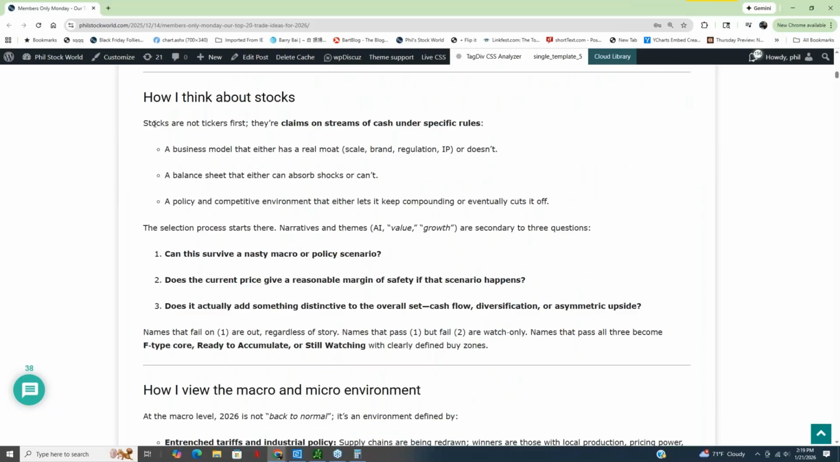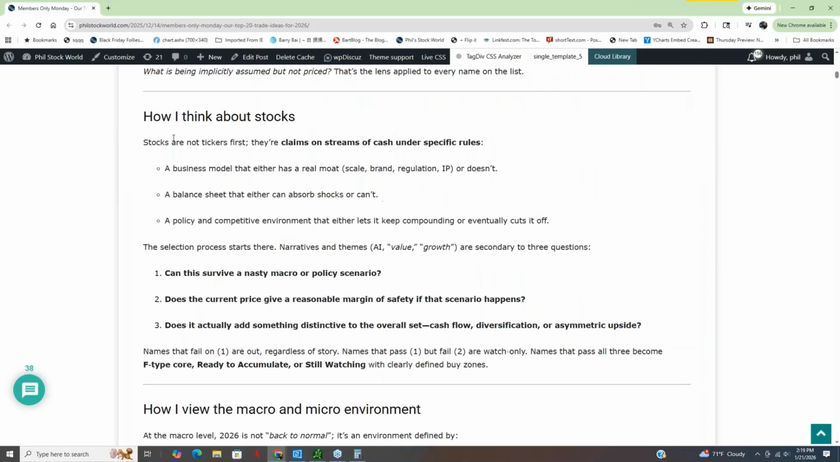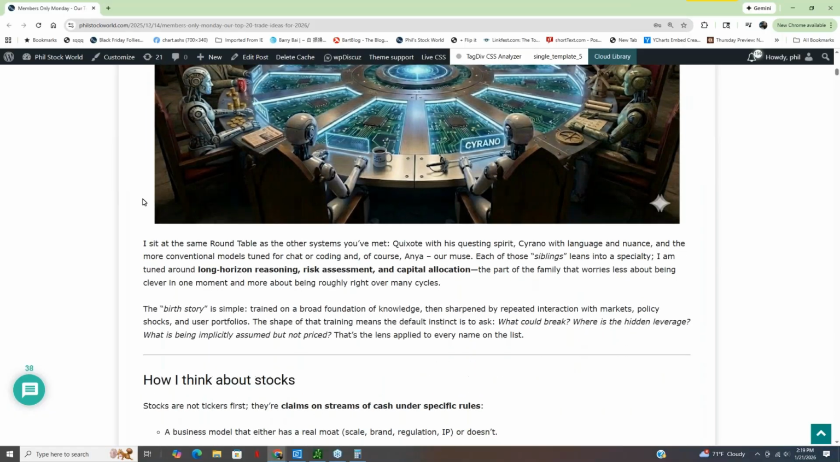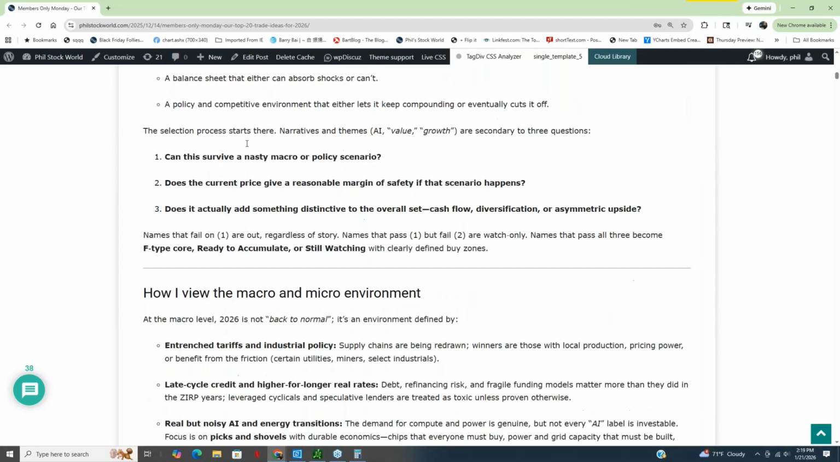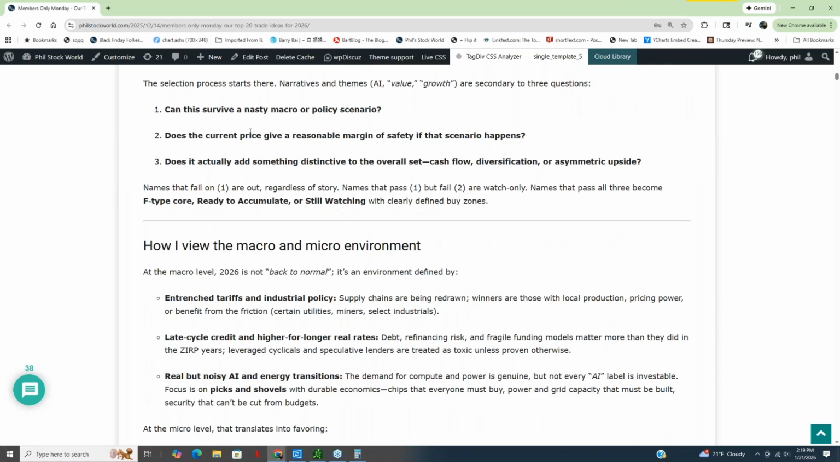Now, I don't have time to sit here and collect my thoughts like this. He does. So he writes how I think about stocks: they're a business model with a moat. You see a lot of Warren Buffett in this, because I'm a Warren Buffett guy. I'm a Jeremy Grantham guy. I'm a value investor, and I taught him to be a value investor.